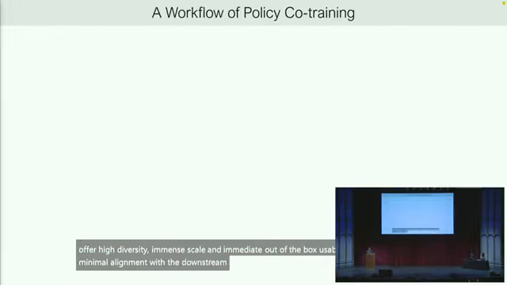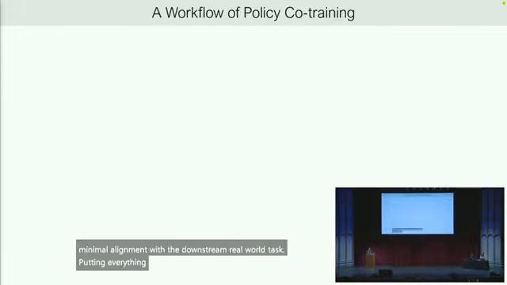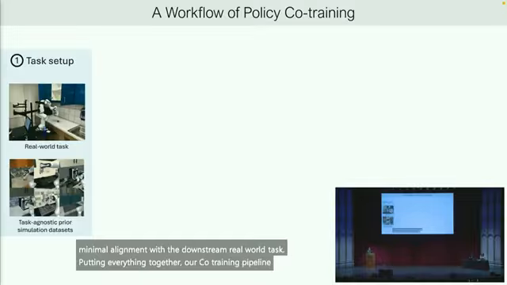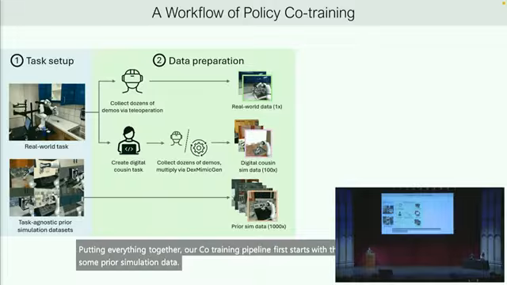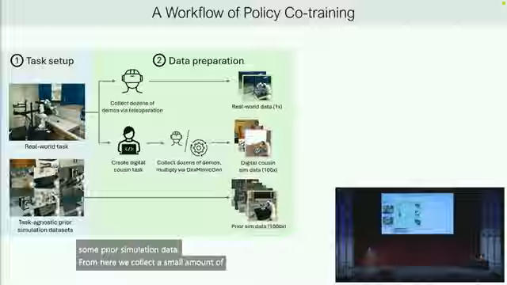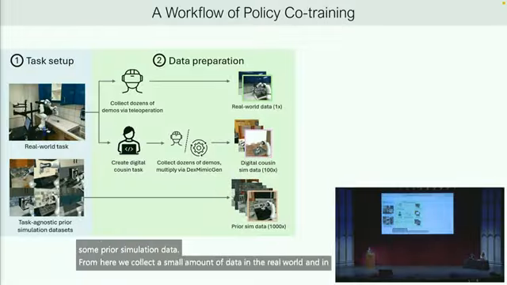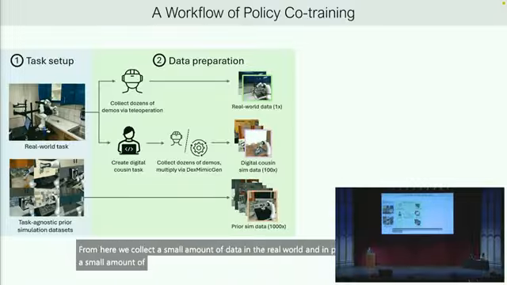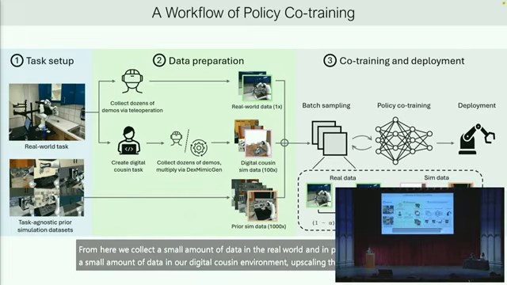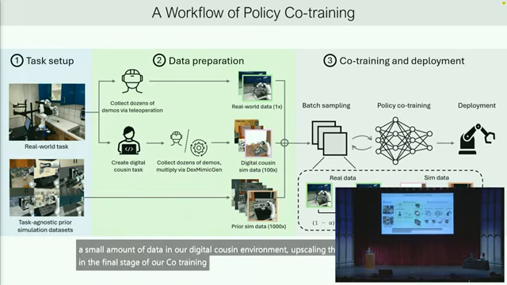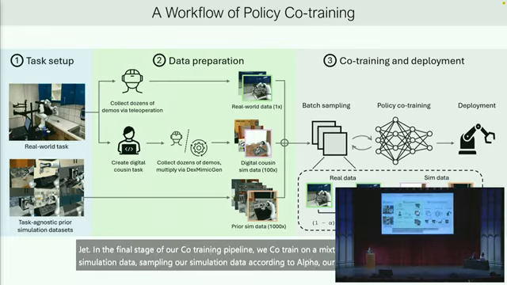real-world task. Putting everything together, our co-training pipeline first starts with the real-world task and some prior simulation data. From here, we collect a small amount of data in the real world, and in parallel, create and collect a small amount of data in our digital cousin environment, upscaling this data via DexMimicGen. In the final stage of our co-training pipeline, we co-train on a mixture of real-world and simulation data, sampling our simulation data according to alpha, our co-training ratio.